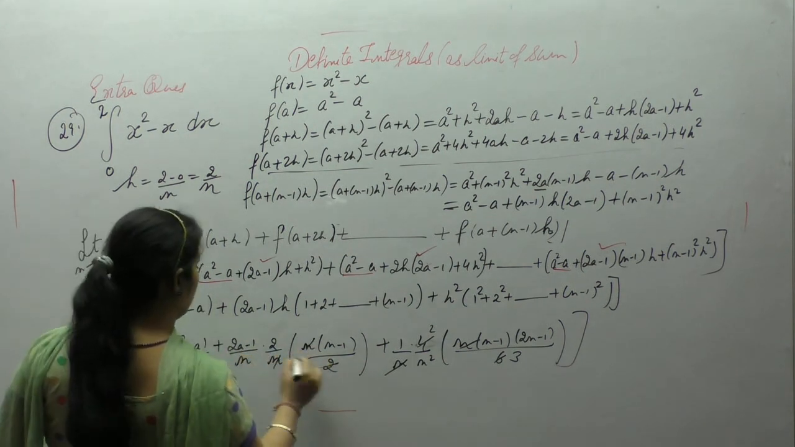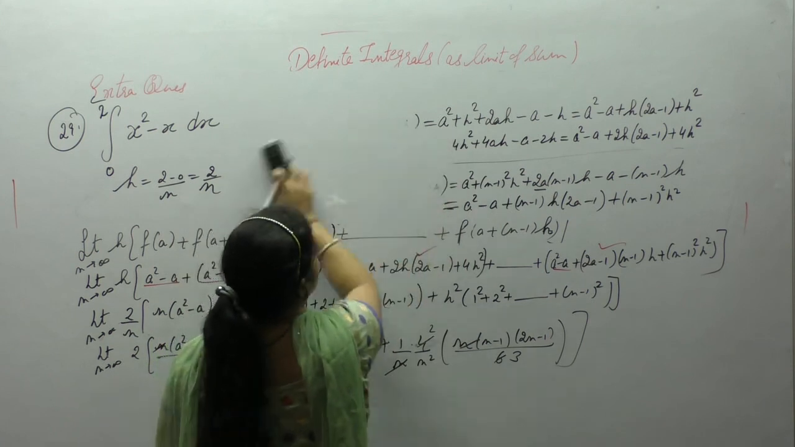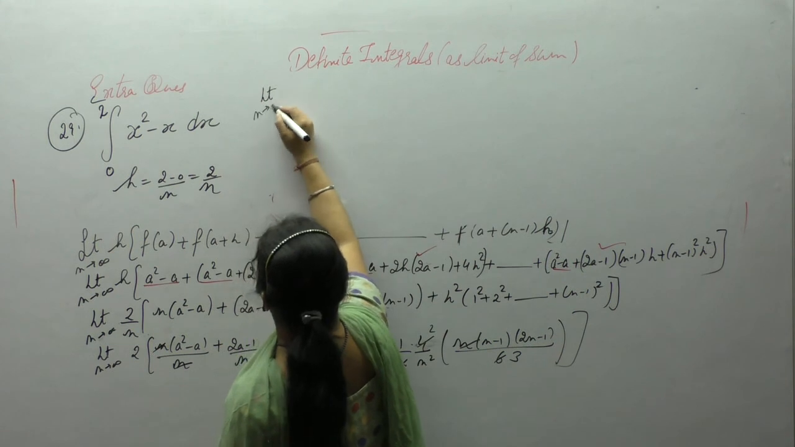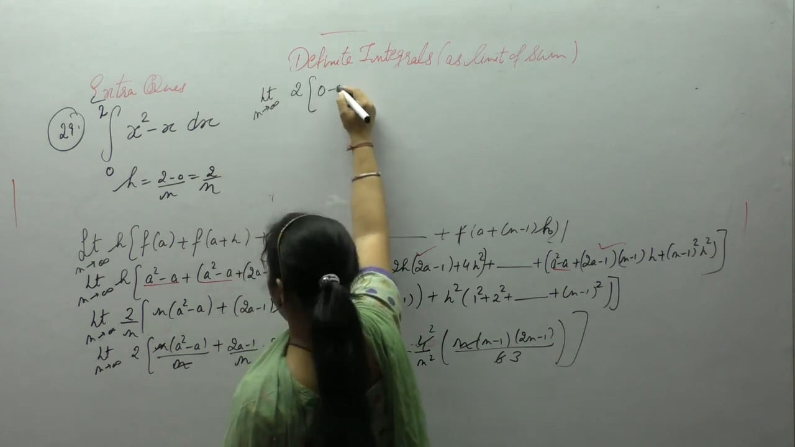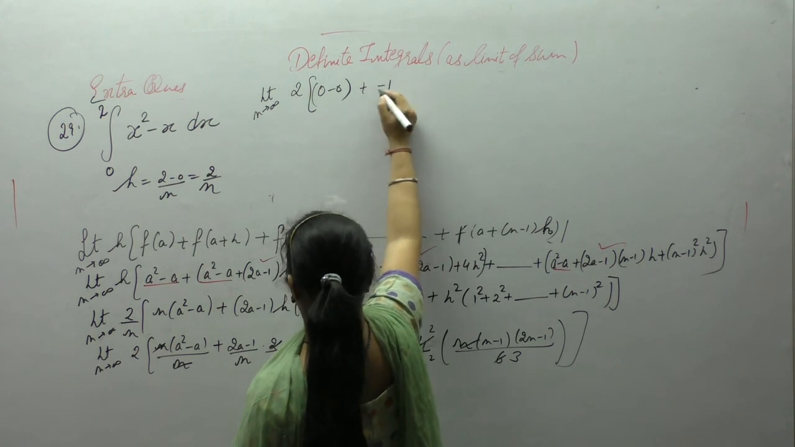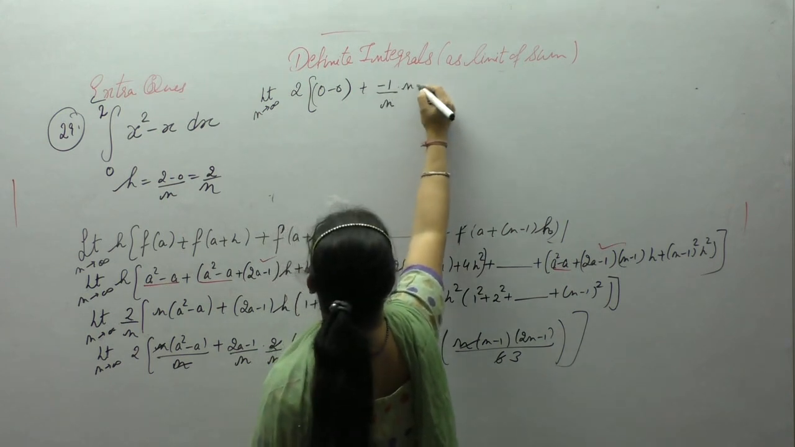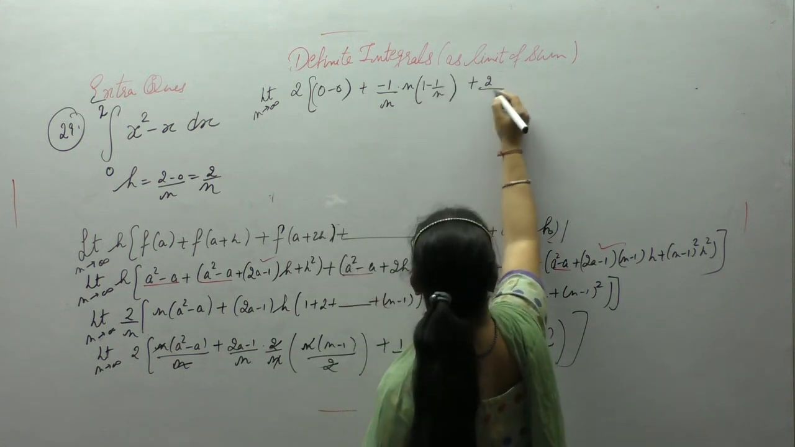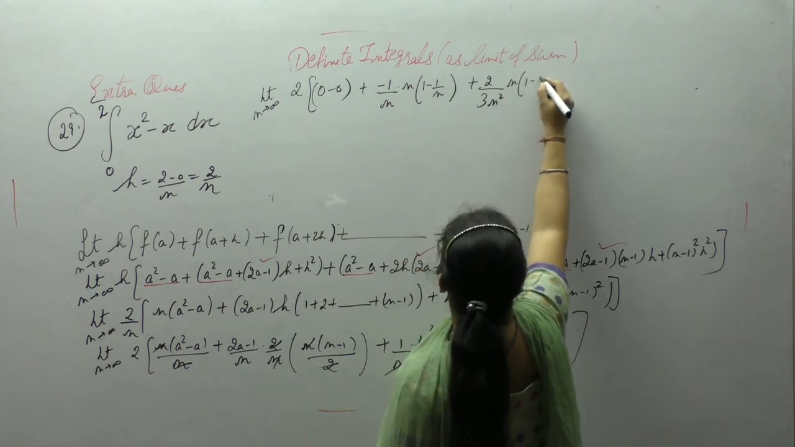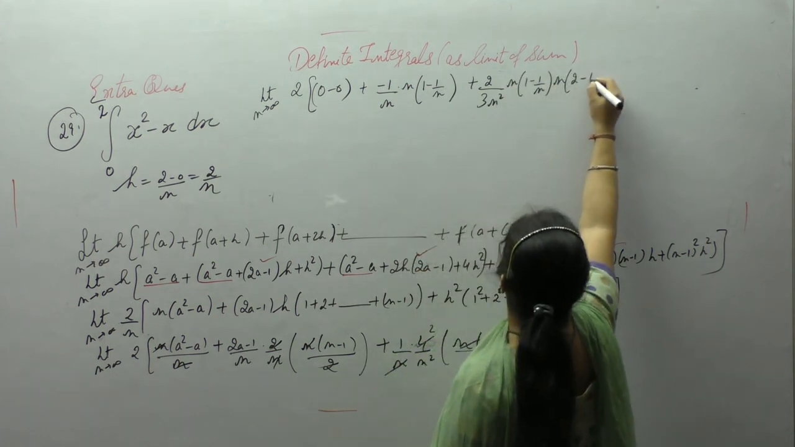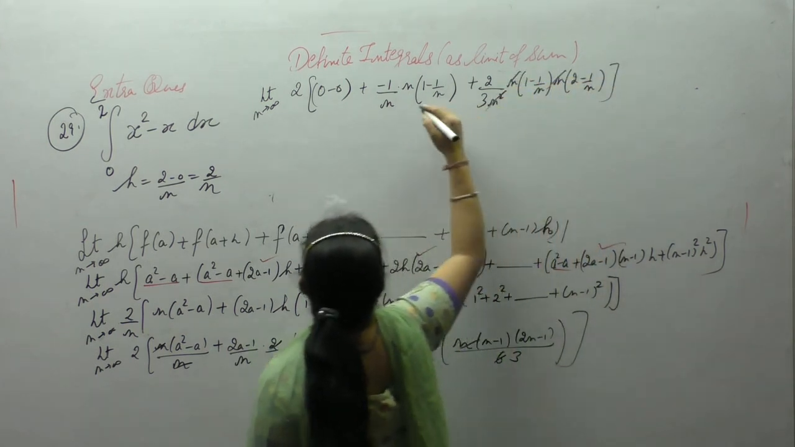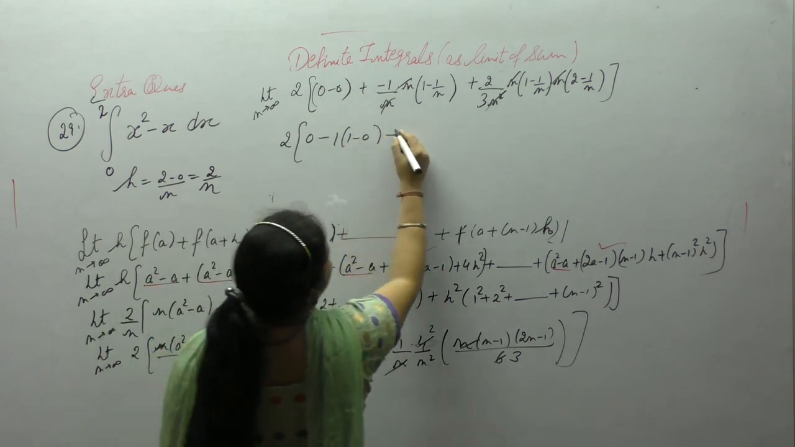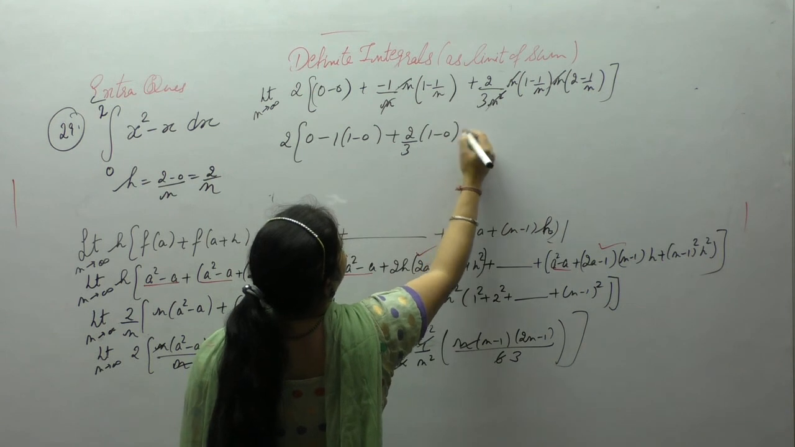n will cancel here. 2 will also cancel. Limit n tends to infinity, 2. a is 0, minus 1 by n. Take n common, 1 minus 1 by n. Plus 2 by 3n square, n into (1 minus 1 by n) and n into (2 minus 1 by n). Put the limit n tends to infinity: minus 1, 1 minus 0, 2 by 3, 1 minus 0 and 2 minus 0.